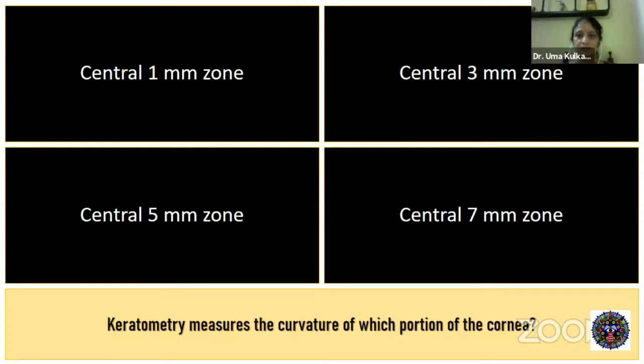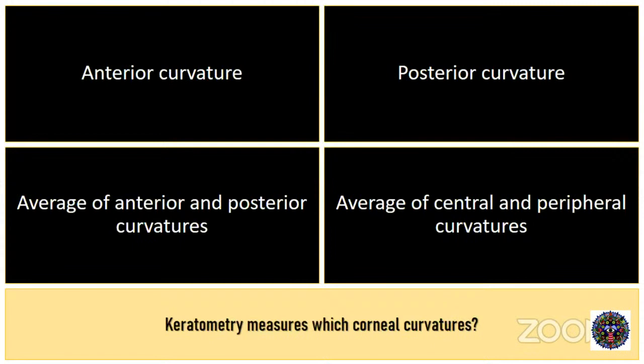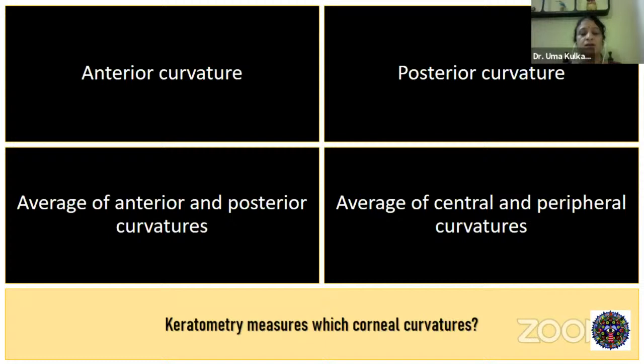However, there are some other keratometers, the automated keratometers, which measure the curvatures of the cornea even to the extent of the whole of the cornea, not just limited to 3 millimeters. Again, one more question. Keratometry measures which corneal curvature? Is it the anterior curvature, the posterior curvature, the average of the anterior and posterior, or the average of central and peripheral? Anterior. Yes, it is the anterior surface of the cornea, the curvature of which is the most crucial one for bending of the rays.